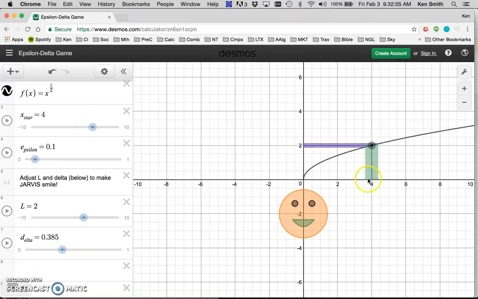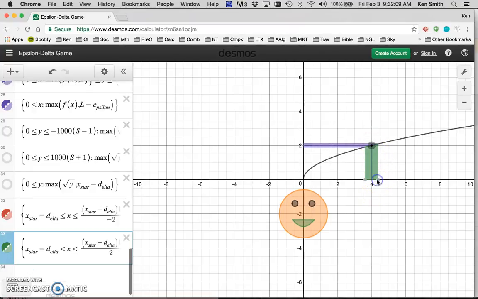What this means is that if I require x values down here to get y values up here that fall on this, then I'm allowed to go up and down by 0.385. All right. This is fun to play with, and it gives a nice geometric intuition for the concept of limits and for the formal definition using deltas and epsilons. Again, this is at desmos.com. Play around with it a bit.